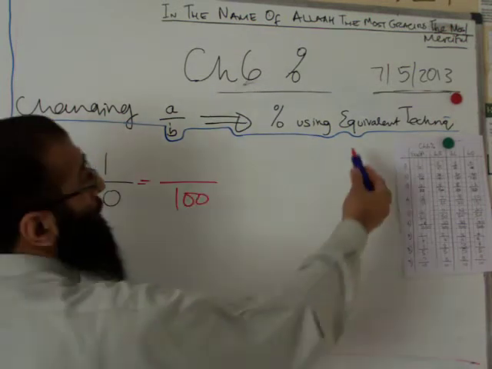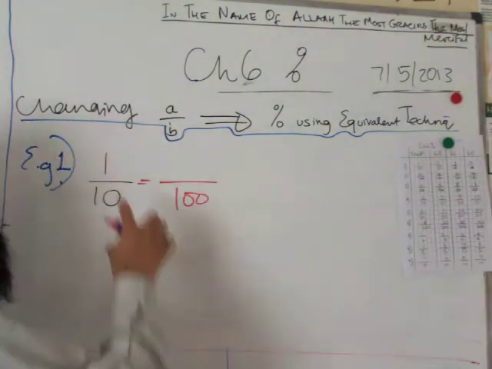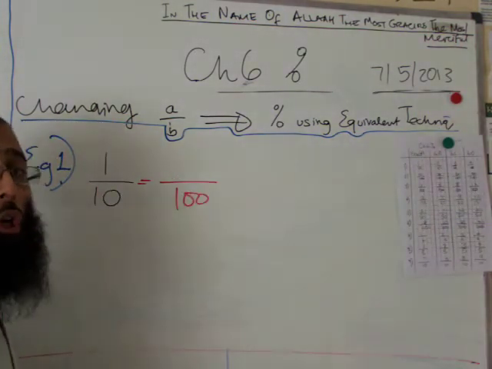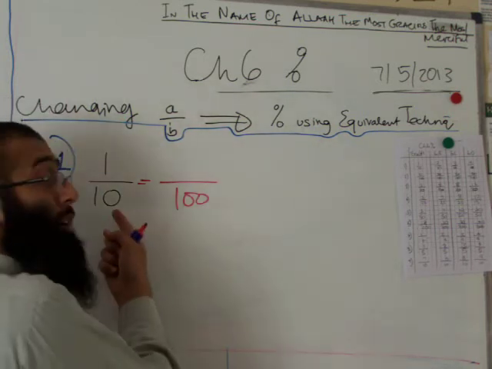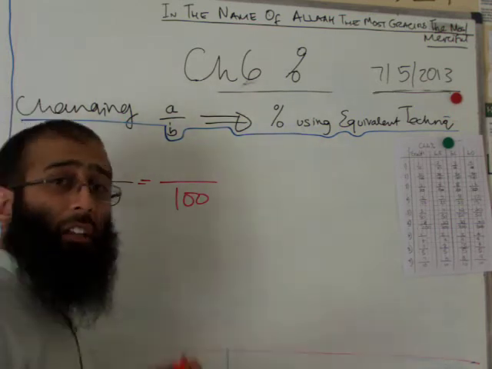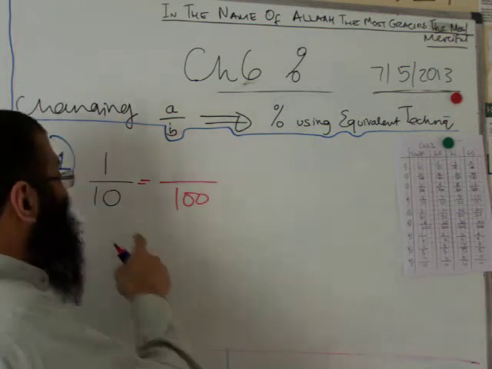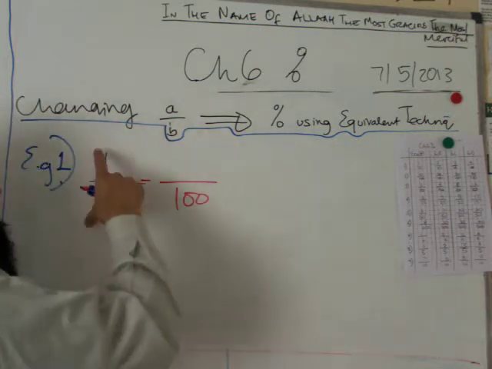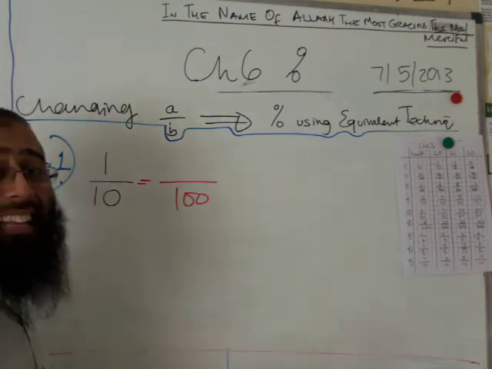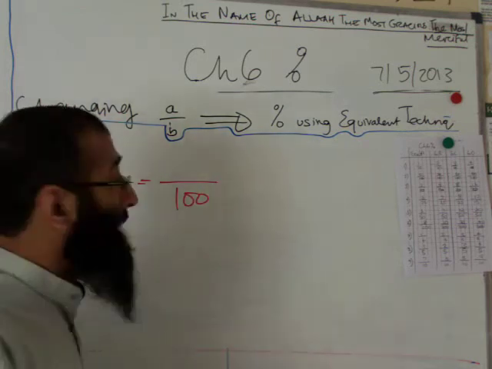This technique, we call it the equivalent technique. We're going to make our fractions equivalent to 100. And as I mentioned in the beginning of the video, because all our numbers on the bottom will be factors of 100 or either multiples of 100, we can then quite easily change them into 100. I'll show you how. So, we have a tenth.